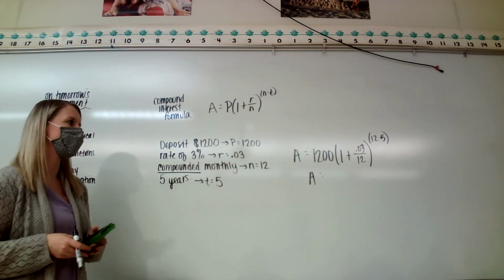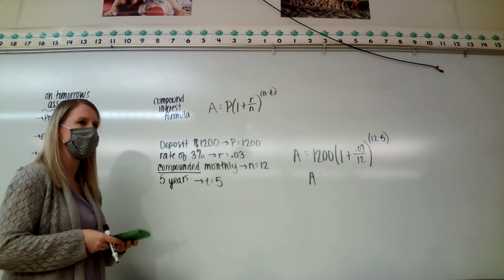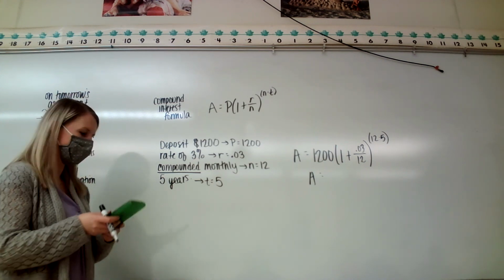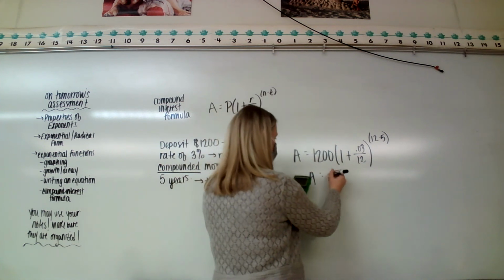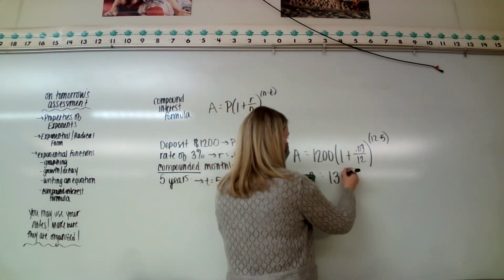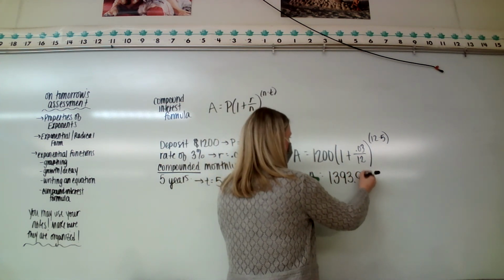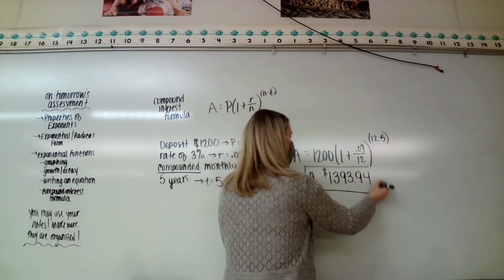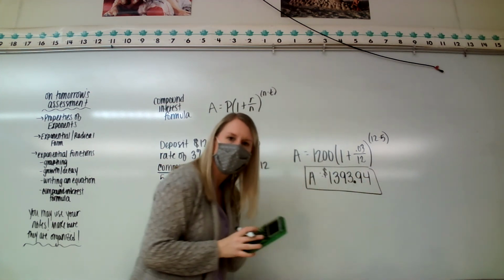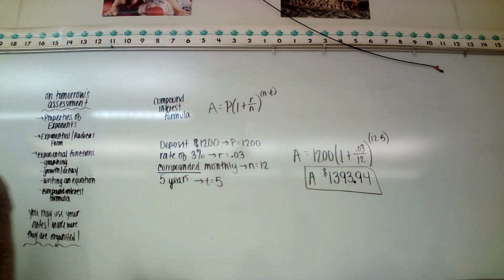And please, don't give me an answer like they're going to make $89 million. That's just not logical. He'll make a little bit. In the end, he should have $1,393.94. We'll go to 2 decimal places since we're talking about money. Make sure you can get that on your calculator. If you can't, let me know, because we only have about a minute left.